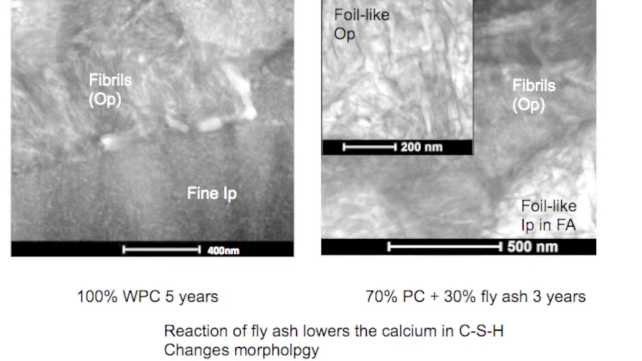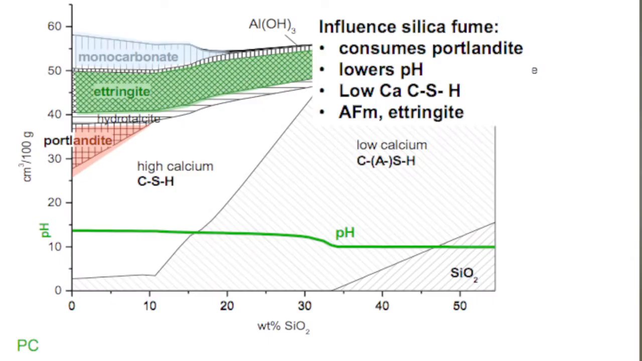I want to change topic again. I will speak about the effect of silica fume. Silica fume basically just contains silica, or SiO2, not much else. If we calculate what happens if we blend the cement with increasing quantities of silica fume, we predict first that we decrease the amount of Portlandite, similar as we did for the fly ash. We also predict some changes in the aluminium phases, and we predict also a change in pH.